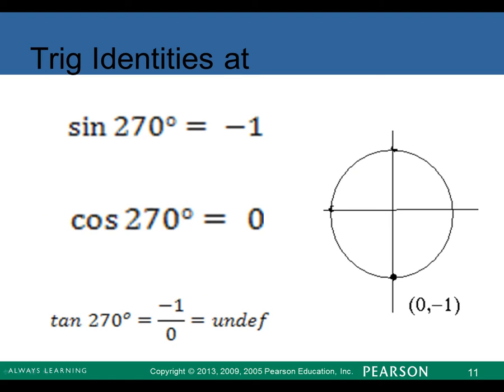All right, at 270, here again the radius is 1, so x is 0, y is negative 1 on our coordinate plane, and so cosine is 0. Since cosine is synonymous with x, cosine at 270 is 0, sine at 270 is negative 1. Tangent is sine over cosine, so that would be negative 1 over 0, which is undefined. So tangent at 90 and 270, tangent is undefined at those two angles. Okay? Questions with that?